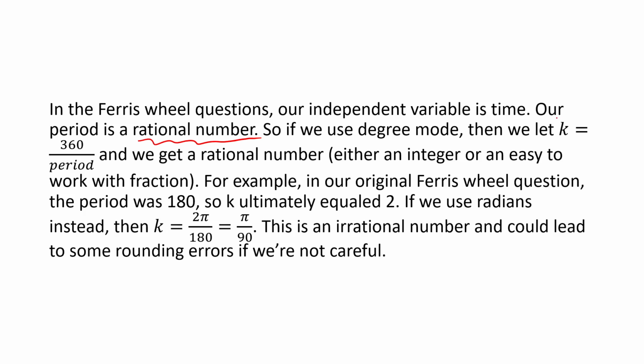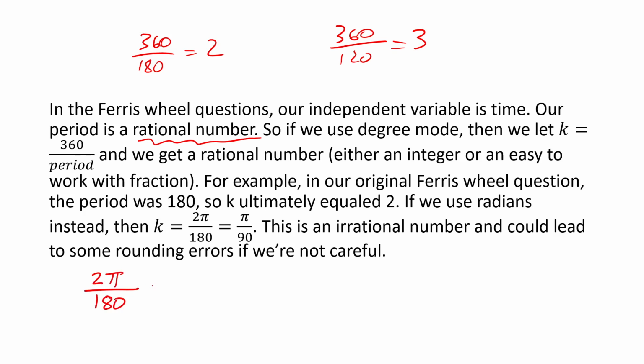So if we use degree mode, we can let k be 360 over the period, and we get a rational number. For instance, 360 over 180 would give us a k value of 2. 360 over 120 would give us a k value of 3. So it kind of makes sense to put our calculator in degree mode and go from there. But if we use radians in a Ferris wheel question, we would have something like 2 pi over 180.